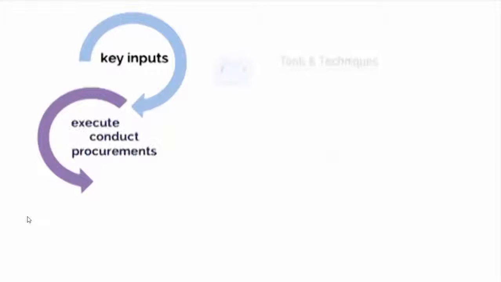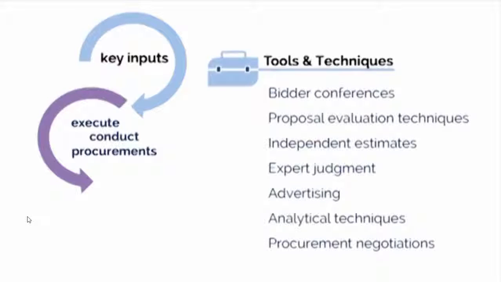Two of the tools and techniques we use in this process are bidder conferences, which refers to the meetings between the buyer and all prospective sellers prior to submission of a proposal, and proposal evaluation techniques, with which a formal evaluation review process will be defined for complex procurements by the buyer's procurement policies. Other essential tools and techniques are independent estimates, expert judgment, advertising, analytical techniques, and procurement negotiations.